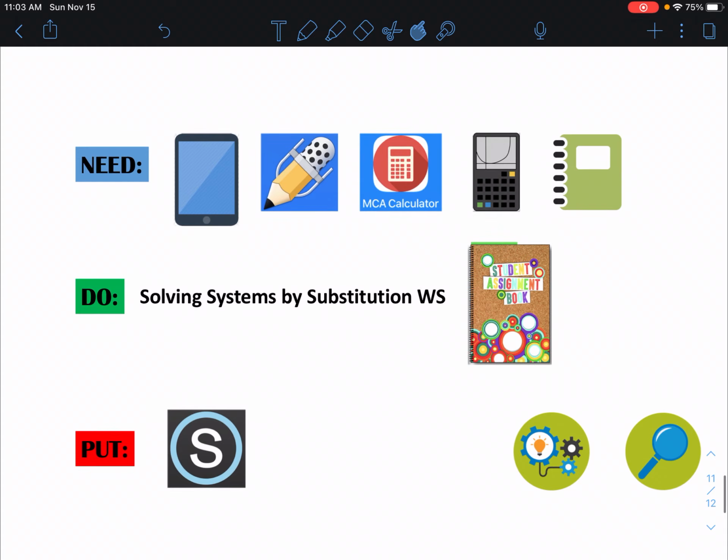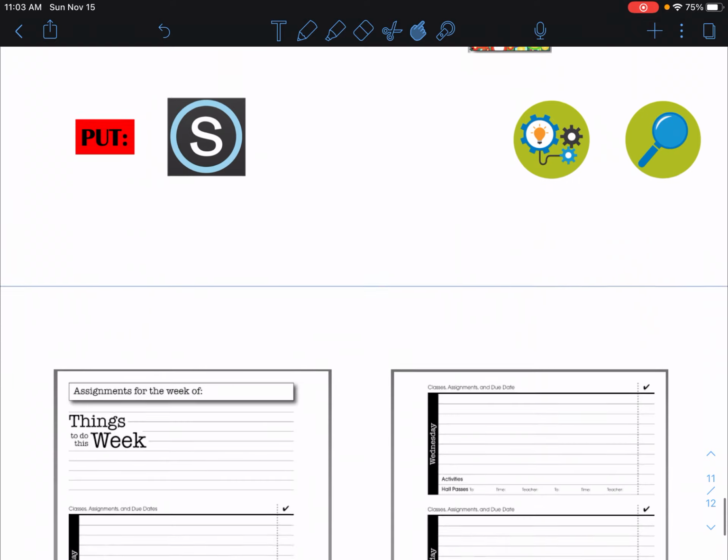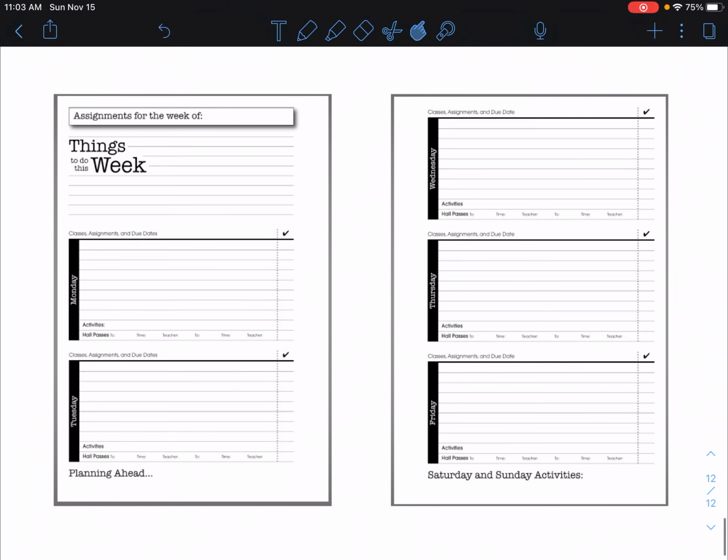So what I'd like you to work on is this, solving systems by substitution assignment. Please make sure right now that you actually write this into your planner. Solving systems by substitution worksheet. That is for today. So put that into today's spot. So again, go ahead and put that in there.